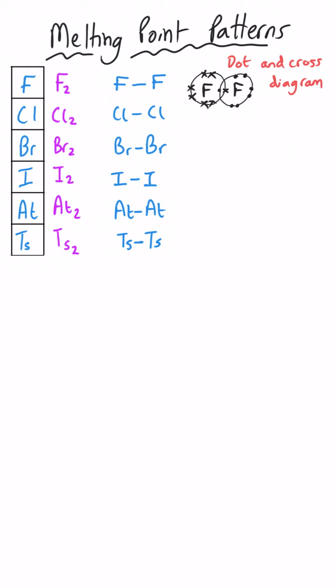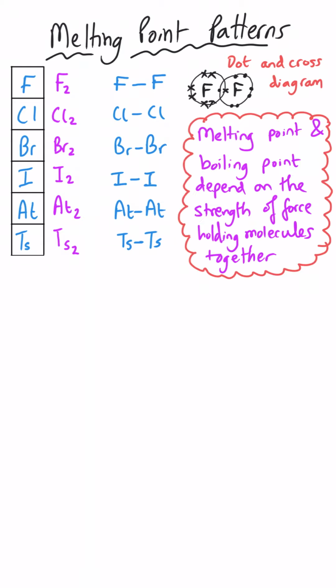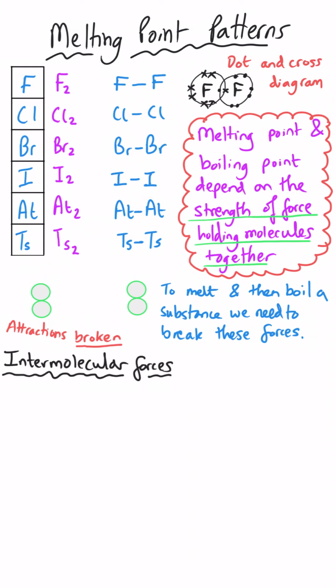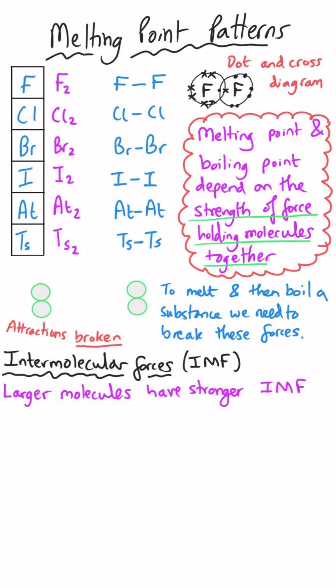Now the elements will have different boiling points depending on how easy it is to separate molecules of this substance from each other, and this depends on how strong the attractions are between these molecules, or in other words it depends on the intermolecular forces. Now I go into intermolecular forces in greater depth in my covalent compounds video, but to give you one little bit of it here, the larger a molecule is, the stronger the intermolecular forces will be.